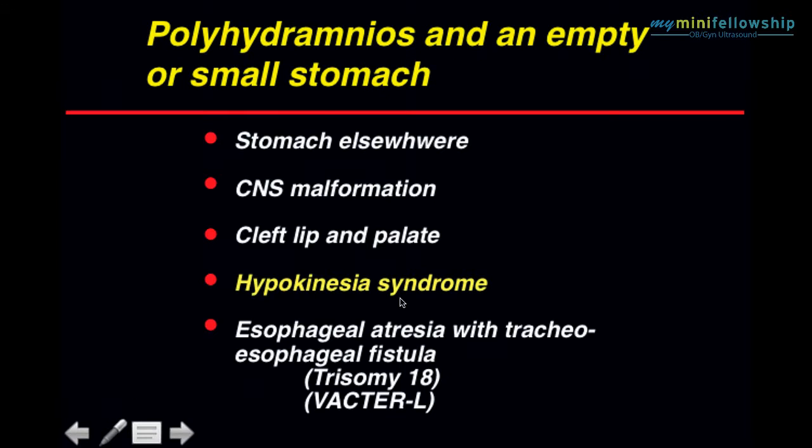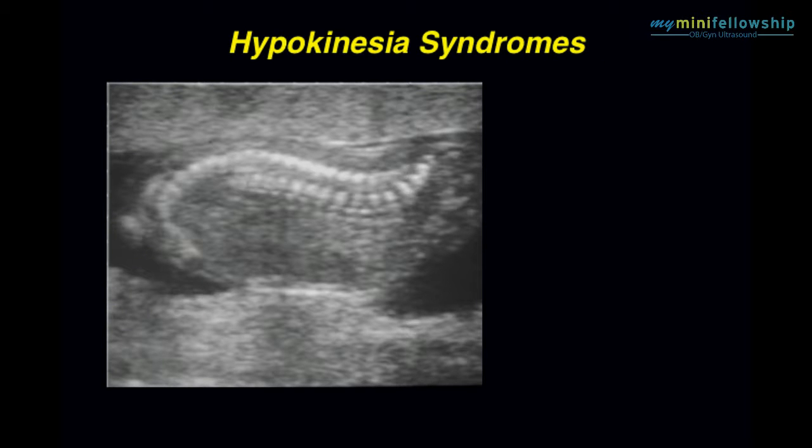Next on my list is the hypokinesia syndromes, but I actually look for these first, okay? What are these hypokinesia syndromes? These are syndromes that affect the musculature of the fetus, and therefore they may have abnormal swallowing in addition to other things that can happen. Now, sometimes these fetuses have a look, so already you can sort of see that there's a rather prominent lordosis.